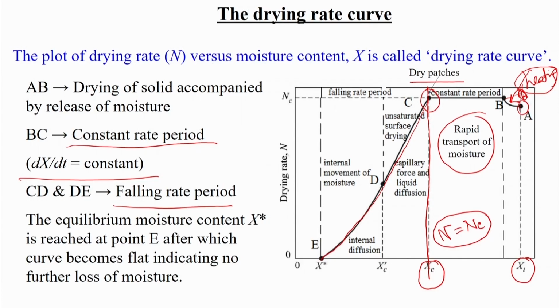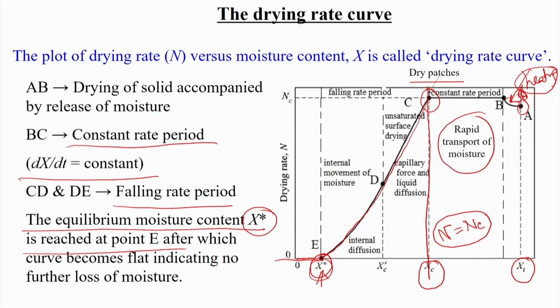So, the equilibrium moisture content, this x star, is reached at point E. Whenever any wet solid reaches x star, the equilibrium moisture content, the drying process stops and the drying rate becomes 0. After that x star will remain constant and will not change also.